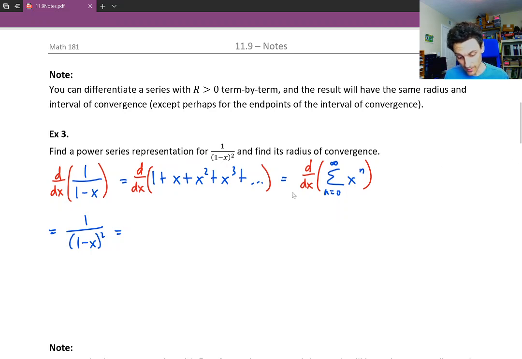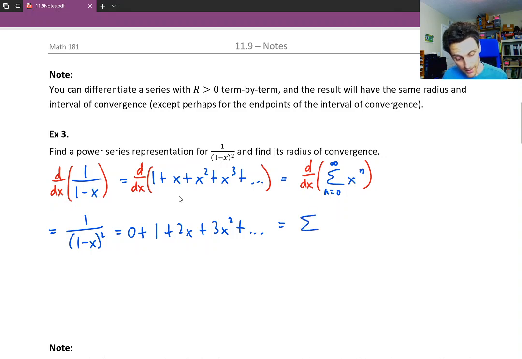So the derivative here of 1 would be 0. The derivative of x would be 1. So actually I'm going to write that 0 in there just for reference. 0 plus, and then the derivative of x is 1. And then we've got 2x. Then we have 3x squared, and so on. Just keep taking derivatives term by term.